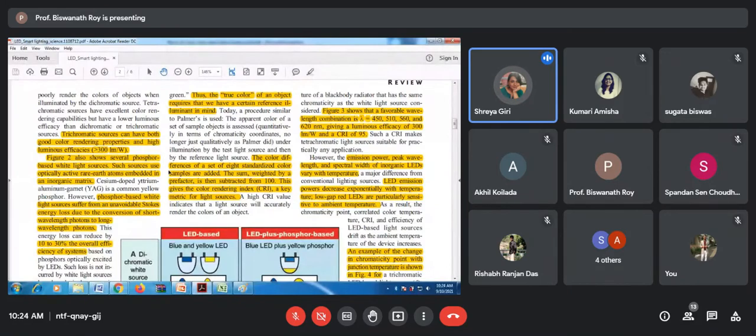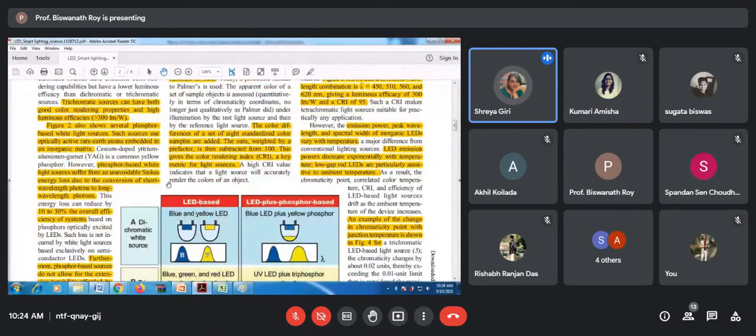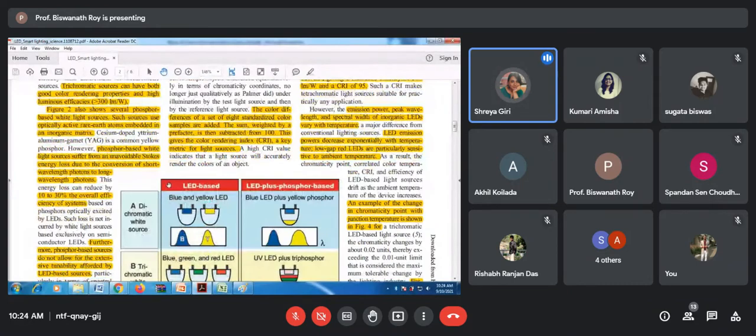Tetrachromatic sources have excellent color rendering capabilities but have a lower luminous efficacy than dichromatic or trichromatic sources. Trichromatic sources can have both good color rendering properties and high luminous efficacies greater than 300 lumens per watt. Figure 2 also shows several phosphor-based white light sources.